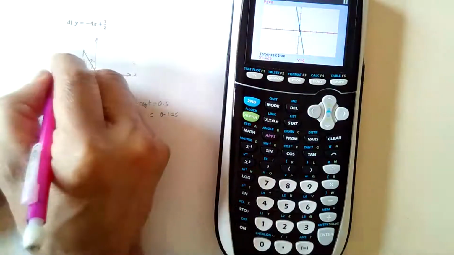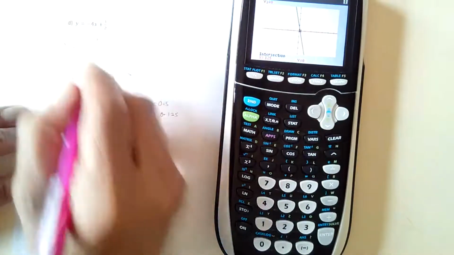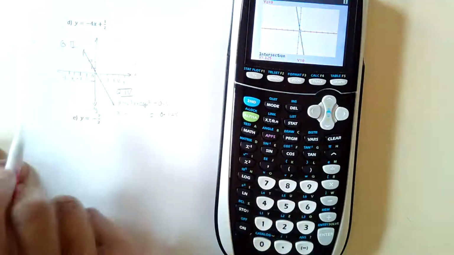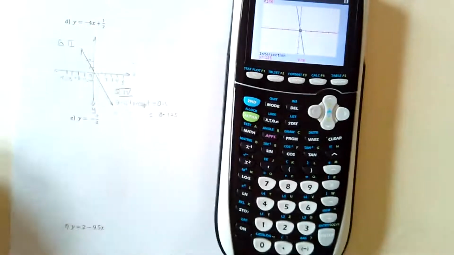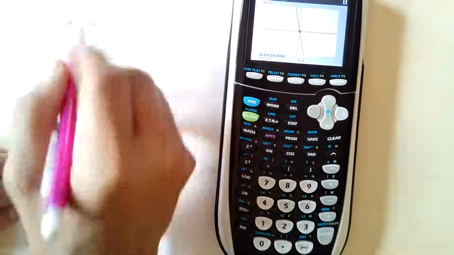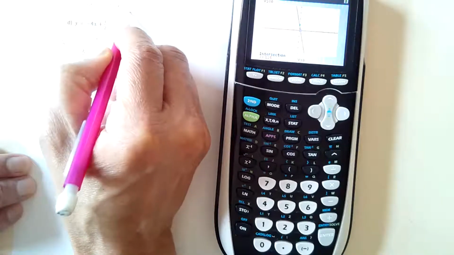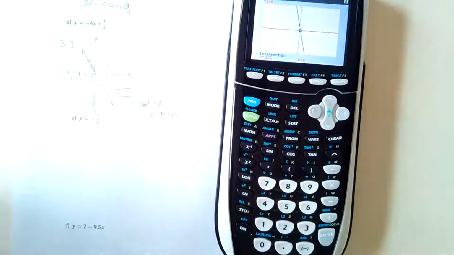So this function is going from quadrant 2 to quadrant 4. Its negative slope is decreasing. So that's why I know, because this is negative here, it is decreasing. Slope is going down.